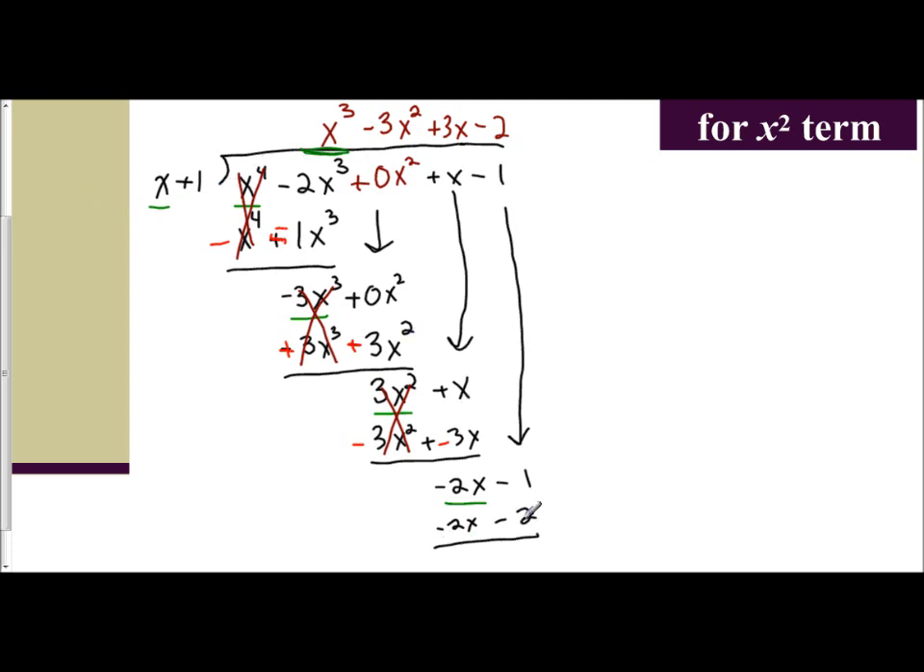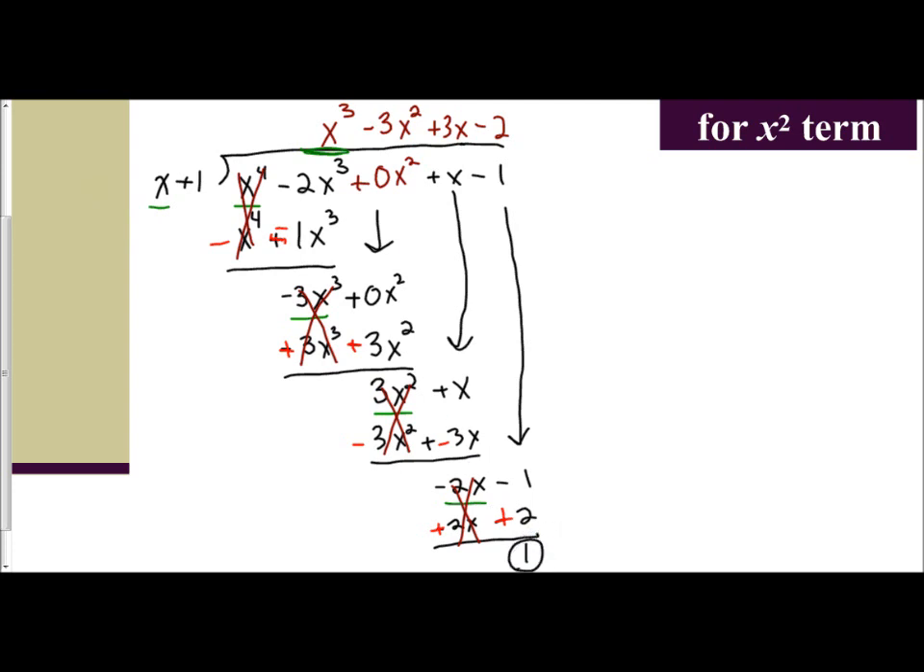We're going to subtract that expression, so let's change all the terms to the opposite. So the negative 2x becomes a positive 2x, and the negative 2 becomes a positive 2. The first term is going to cancel because they're opposites, and then negative 1 plus 2 is a positive 1. And so that is my remainder.